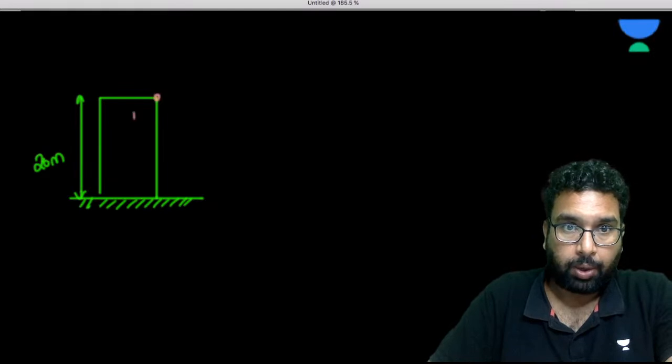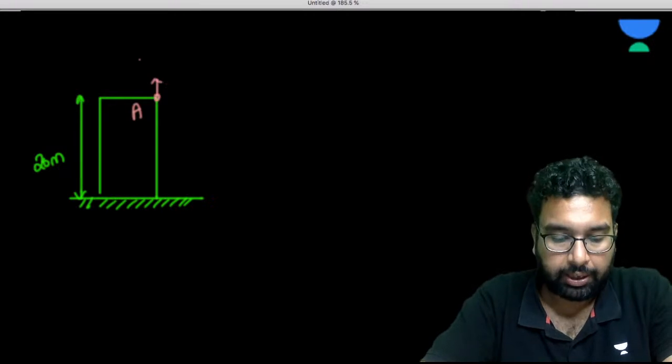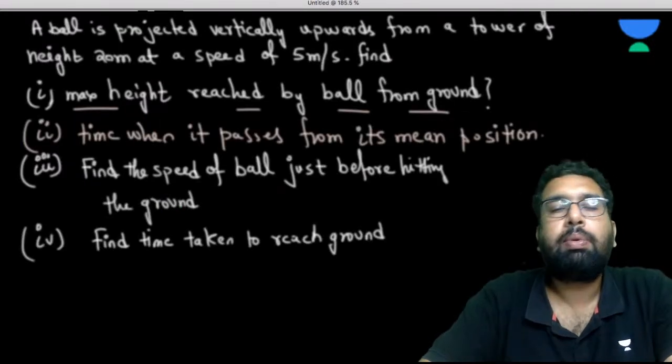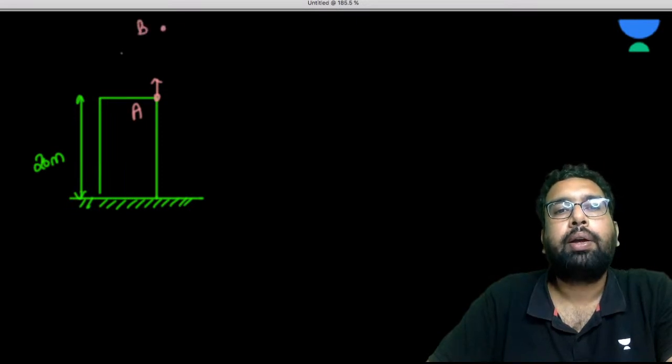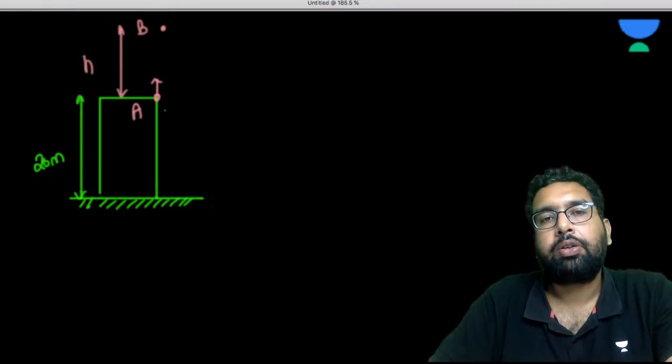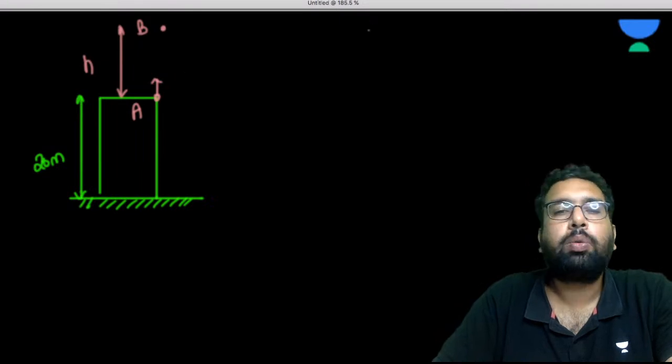Let's suppose this is point A and it goes in the upward direction. No worries. The maximum height reached by the ball, let's suppose that point is B. From the ground we have to find it, so let's suppose this is H. Okay, this is H.